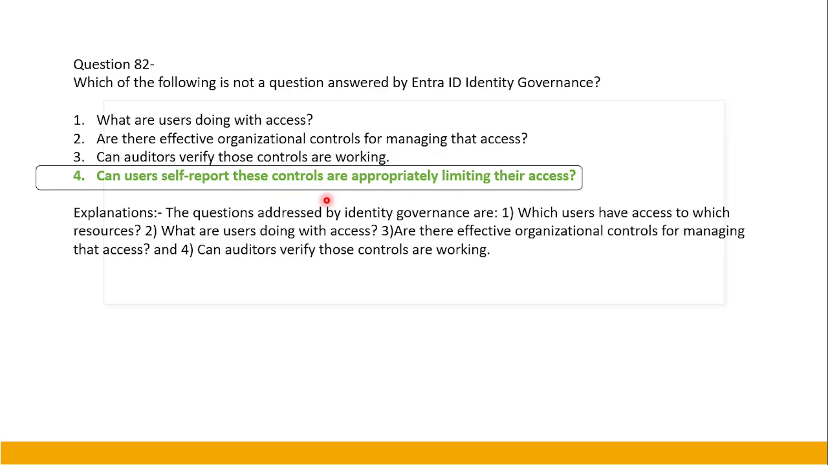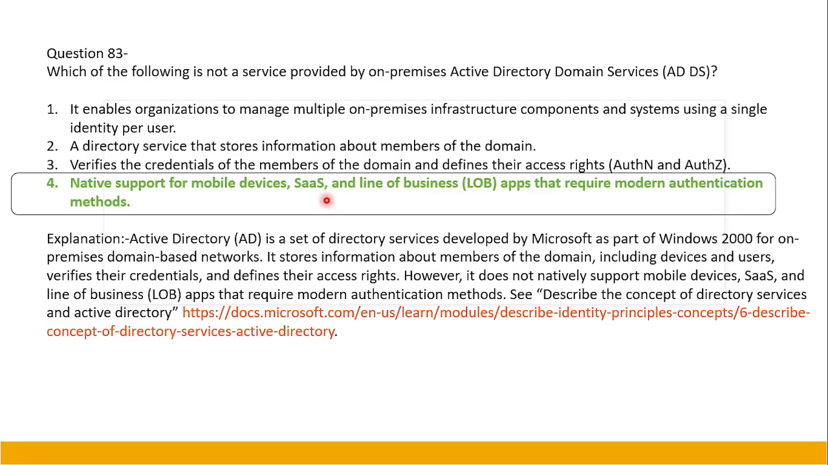Question 82. Which of the following is not a question answered by Entra ID Identity Governance? The correct option here is can users self-report? These controls are appropriately limiting their access. Question 83. Which of the following is not a service provided by on-premises Active Directory Domain Services? The correct option is native support for mobile devices, SaaS, and line of business apps that require modern authentication methods.